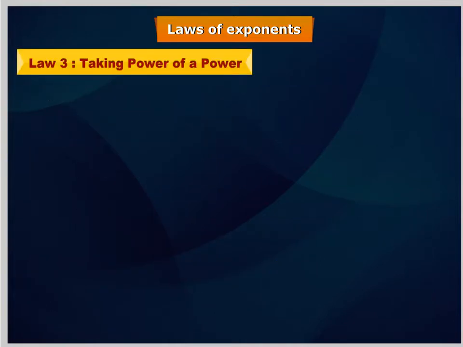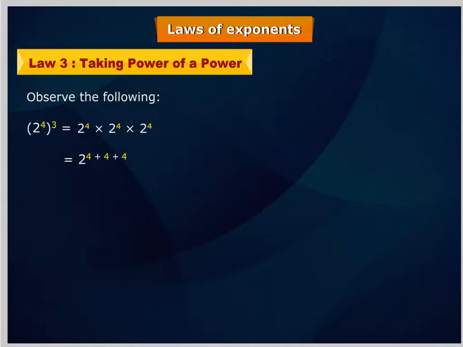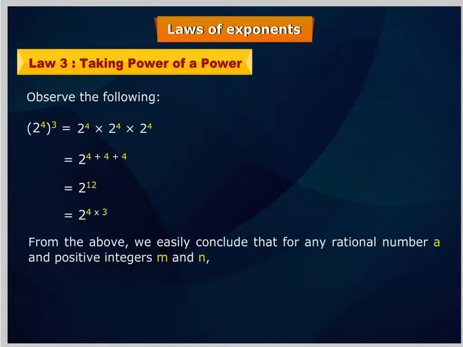Law 3: Taking power of a power. Observe the following. (2 to the power 4) to the power 3 equals 2 to the power 4 multiplied by 2 to the power 4 multiplied by 2 to the power 4, equal to 2 to the power 4 plus 4 plus 4, equal to 2 to the power 12, equal to 2 to the power 4 multiplied by 3. From the above, we easily conclude that for any rational number a and positive integers m and n, (a to the power m) to the power n equals a to the power m multiplied by n.